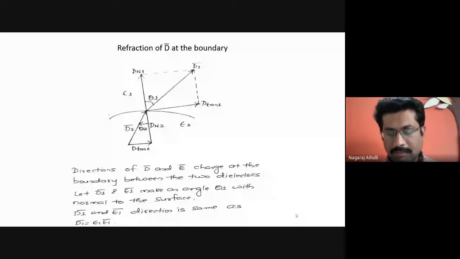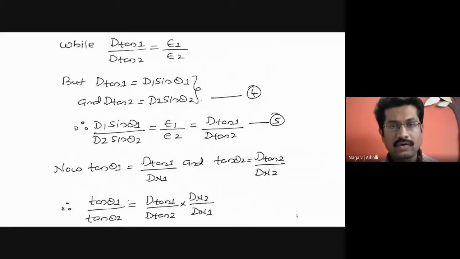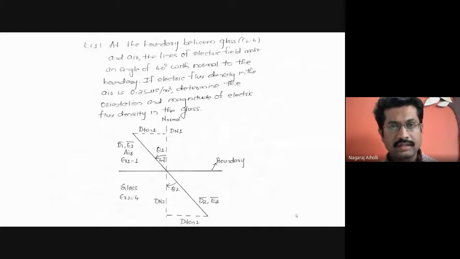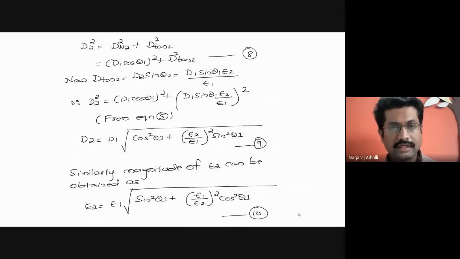In the last class, we stopped at refraction of D bar at the boundary. We derived the equation for refraction of D bar at the boundary. The equation for D2, the electric flux density in the second medium, is D2 = D1 times the square root of cos squared theta 1 plus (epsilon 2 by epsilon 1) squared times sine squared theta 1, and E2 = E1 times the square root of sine squared theta 1 plus (epsilon 1 by epsilon 2) squared times cos squared theta 1. These are the two important equations that we derived in the previous class.